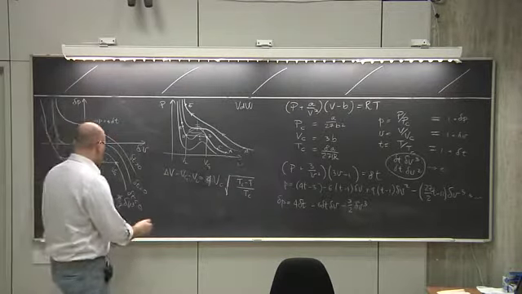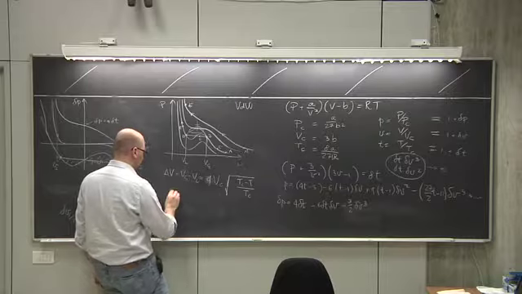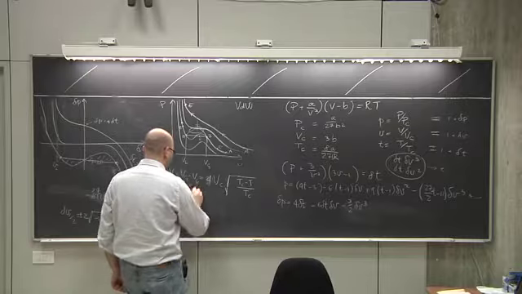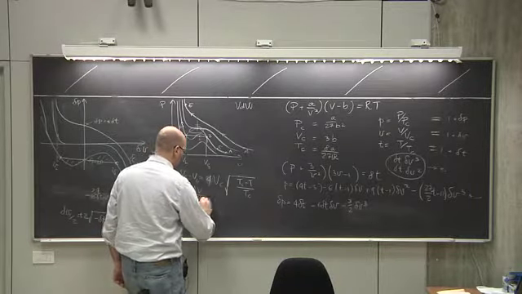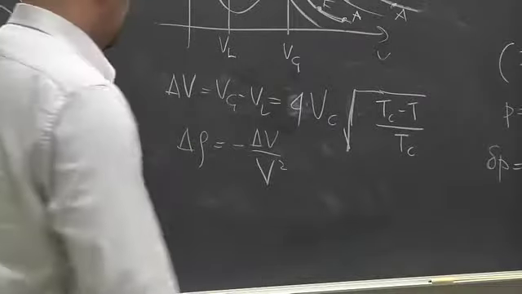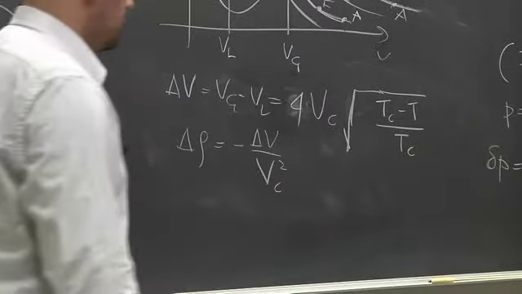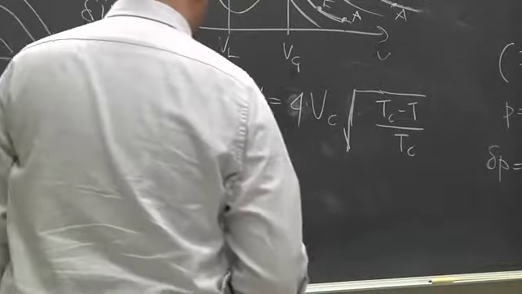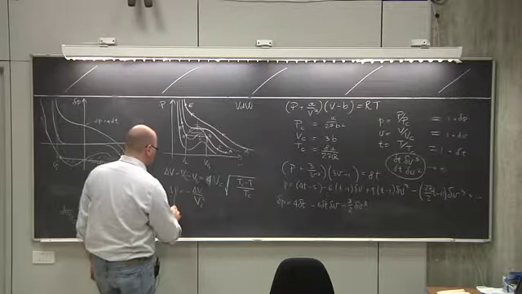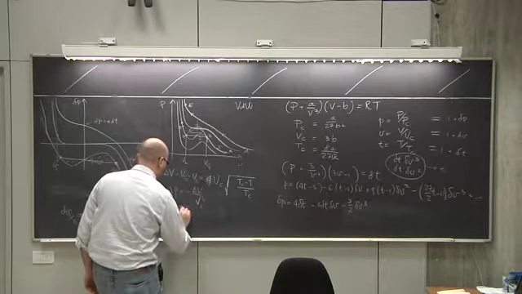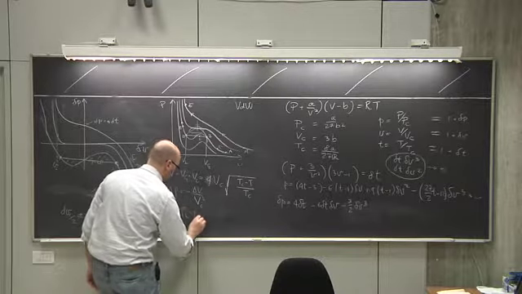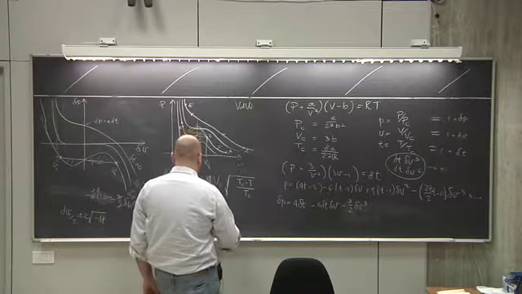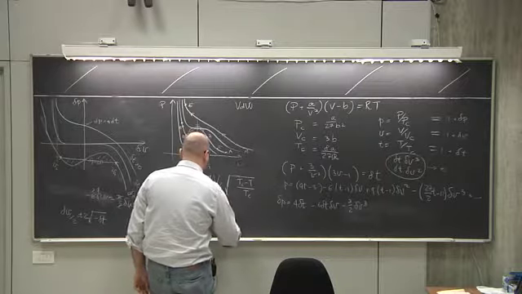Now the change in density, actually the variation of the density, is minus the variation of the volume divided by the volume squared, right? If dV is small. And by the volume we can just put Vc squared. So the change in density is, okay, now if we define the change in density as the density of the liquid minus the density of the gas, we get rid of this minus sign here. So this is 4 divided by Vc.